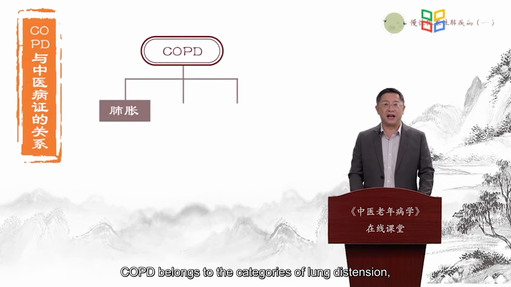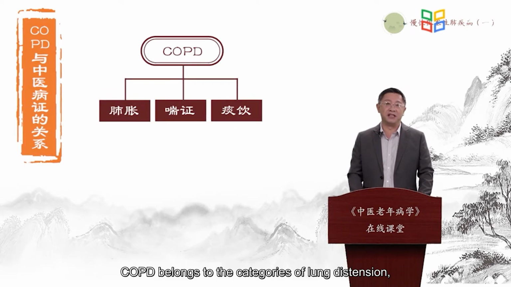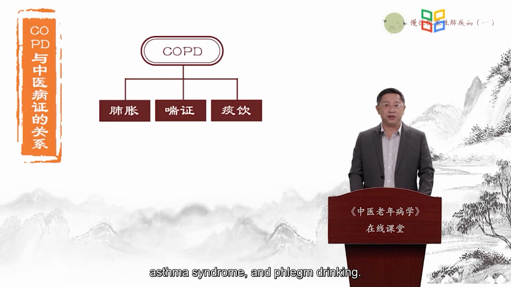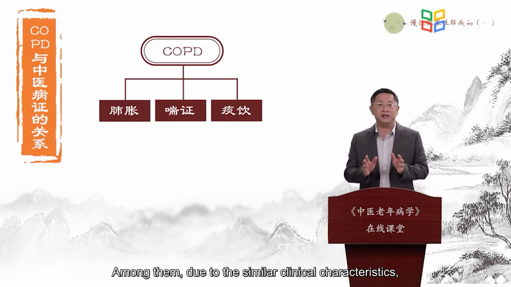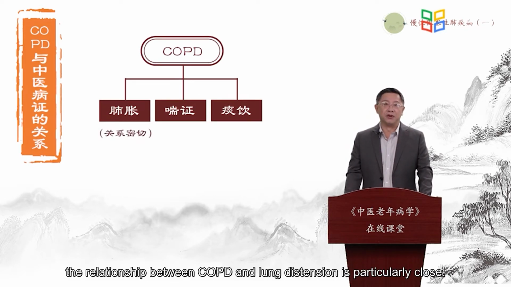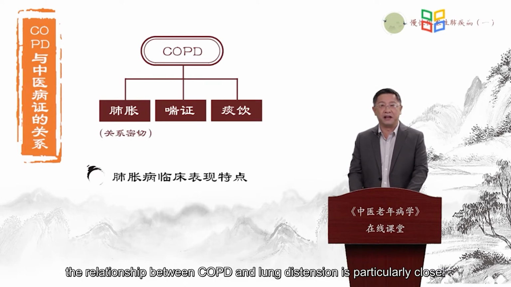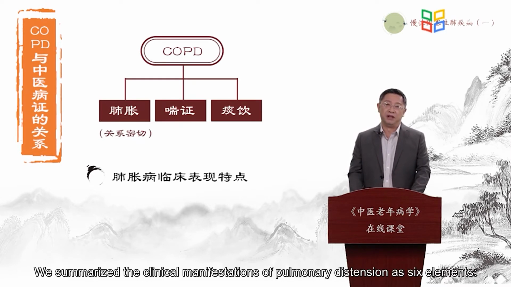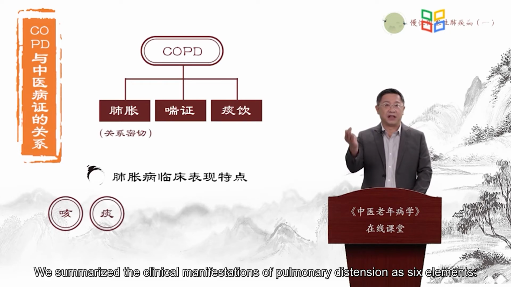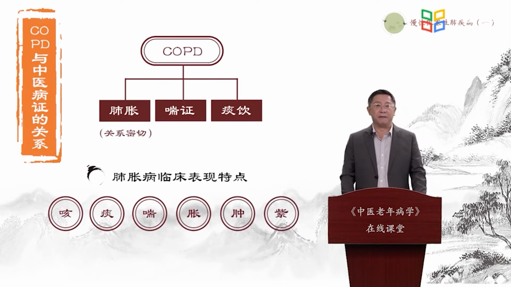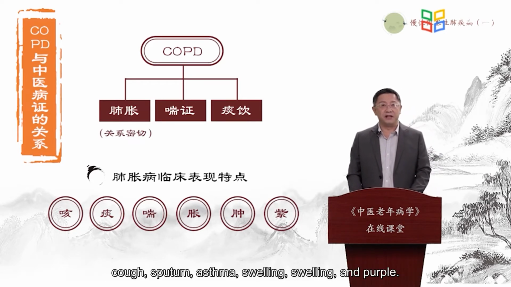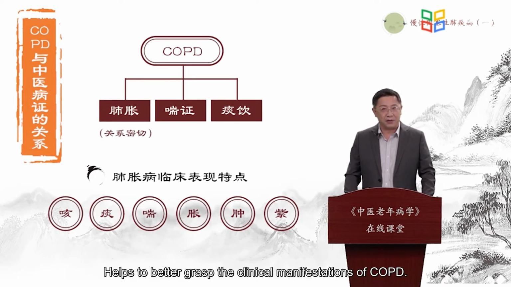COPD belongs to the categories of lung distension, asthma syndrome, and phlegm drinking. Among them, due to similar clinical characteristics, the relationship between COPD and lung distension is particularly close. We summarize the clinical manifestations of pulmonary distension as six elements: cough, sputum, asthma, swelling, and purple cyanosis. This helps to better grasp the clinical manifestations of COPD.